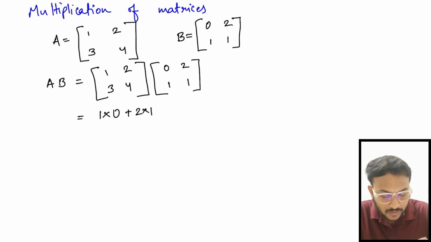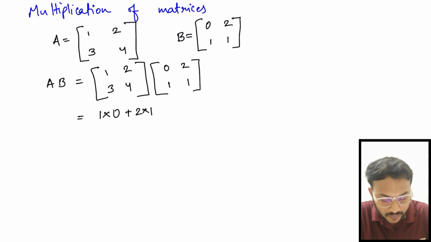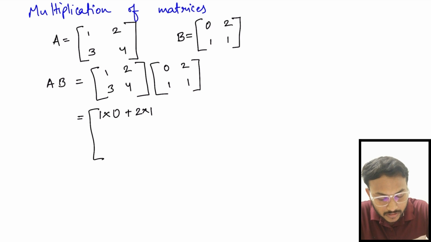So what I have done here, I have multiplied corresponding elements of the first row of the first matrix with the corresponding elements of the first column of the second matrix, and then we have added the numbers. So 1 into 0 plus 2 into 1. That is how we will get the first element of the resultant matrix. Now we will multiply the first row and second column, from which we will get the second element.